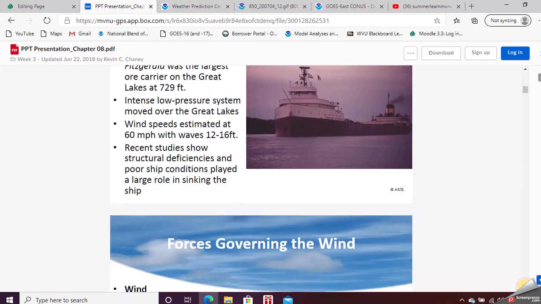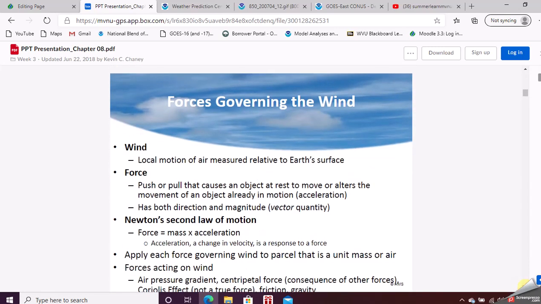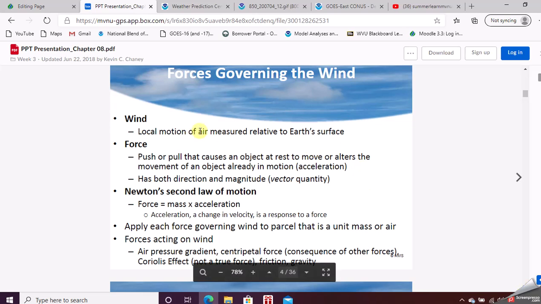So the local motion of air measured relative to the Earth's surface is wind. So we already talked about mass, air pressure. The typical forces that act to make wind are the air pressure gradients. So we'll talk more about those. Centripetal force, we will talk about what that is. The Coriolis effect, which I am sure is going to cause some interesting thoughts in your mind. And friction and gravity, all of which make wind.